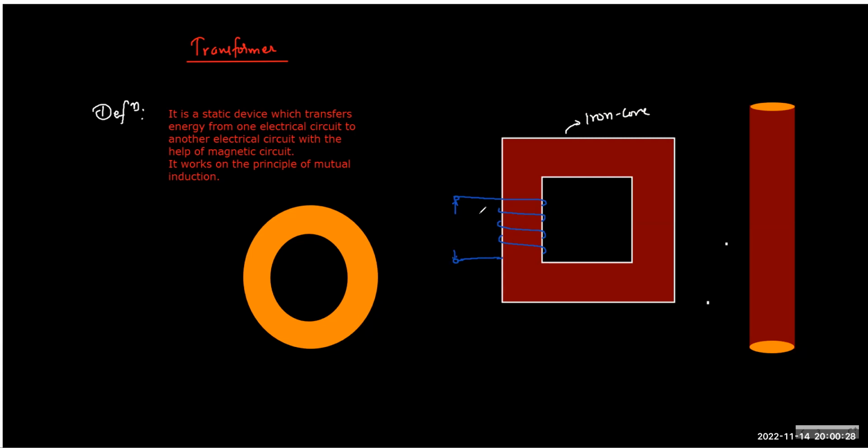Now, the large number of turns of wire which you have wrapped, if connected to the actual source of energy, then such a coil is called the primary coil. So the primary coil is that coil which is connected to the actual source of energy. So generally at a power plant, we have the actual source of energy. So that is called the primary coil.